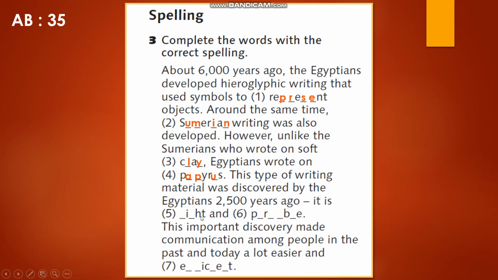It is... في عندي هنا ميزاتها، حكينا it is, the papyrus is light and portable. This important discovery made communication among people in the past and today a lot easier, and في عندي هنا a word that starts with E and this is efficient. So it made communication easier and more efficient.